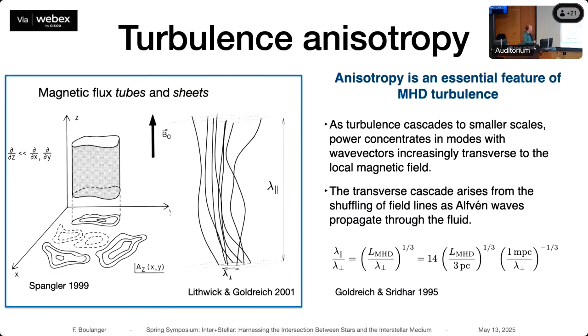And the idea here is that the magnetic field lines are aligned with these tubes. And so the correlation length along the magnetic field is much larger than across the magnetic field. And in the theory of Goldreich and Sridhar, the ratio between the length of these eddies along the magnetic field lines and perpendicular to them goes as the ratio between the driving scale of the MHD turbulence and the scale you observe perpendicular, to the power 1/3.